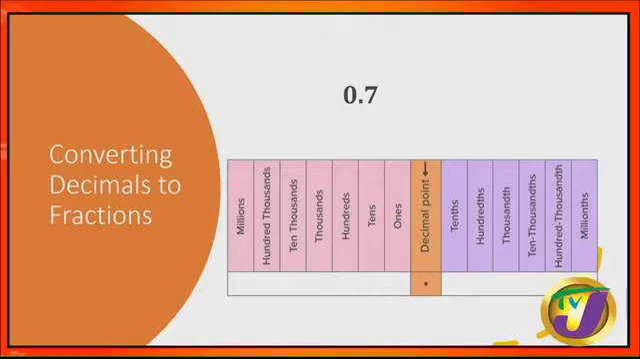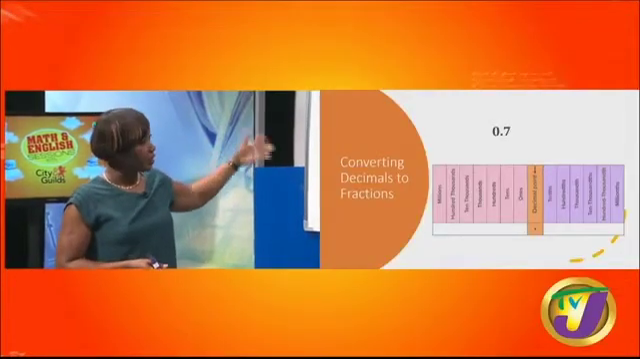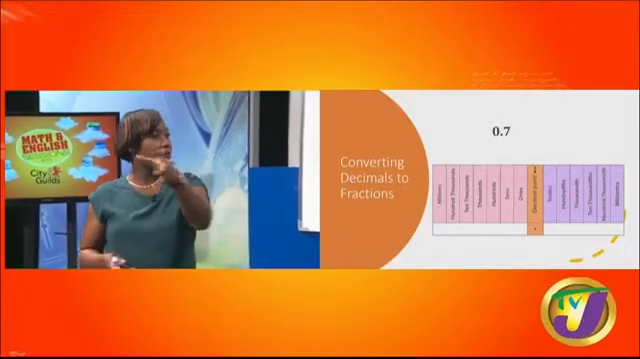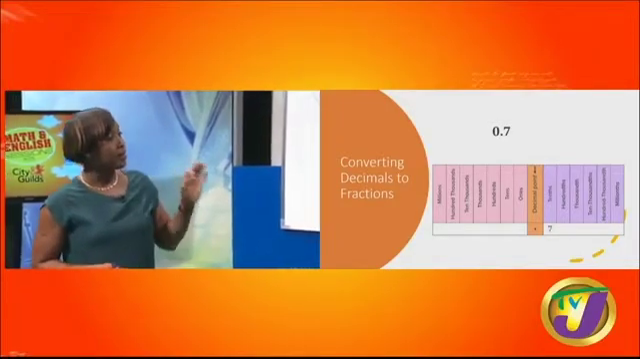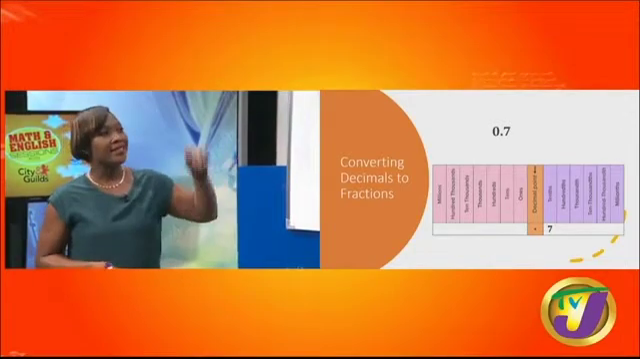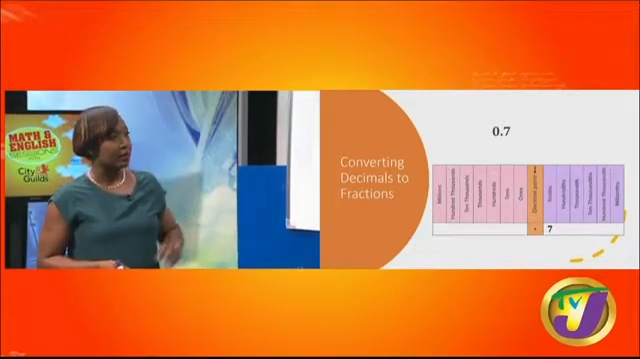As Brittany rightfully said, we remember that our number system is in relation to powers of 10. So we increase by powers of 10 as the whole numbers increase, and we decrease as we look at the fractional portion of it. So 0.7 would be 7/10 of the whole.